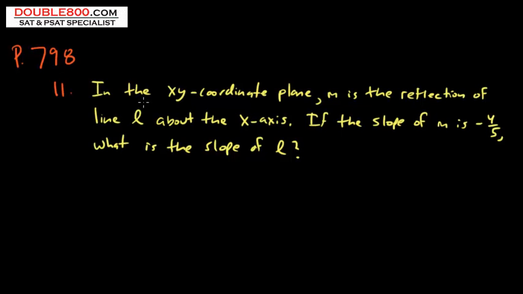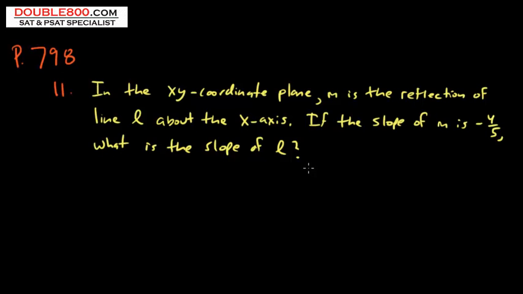In this lesson, we'll review a math question from the problem solving section. We're on page 798, question 11 out of 16. This is in the middle of the section. It's a moderate problem. In the xy coordinate plane, M is the reflection of line L about the x-axis. If the slope of M is negative 4/5, what is the slope of L?